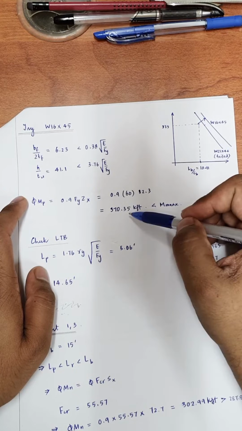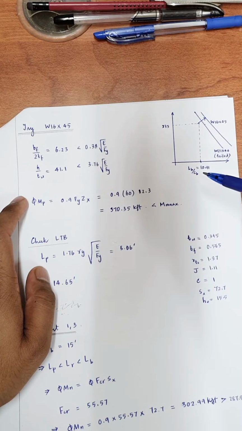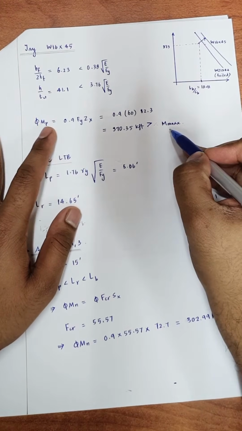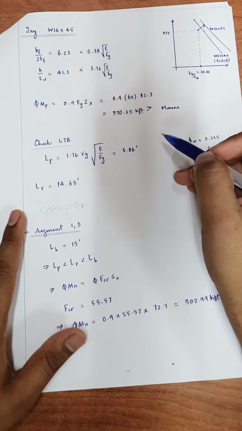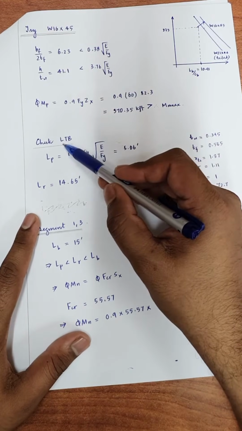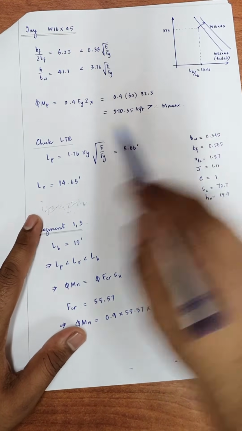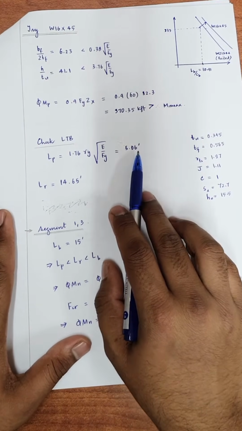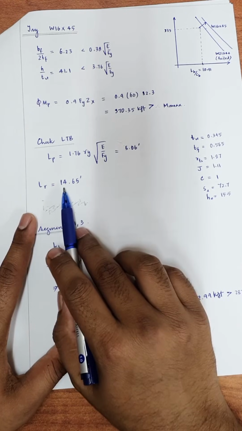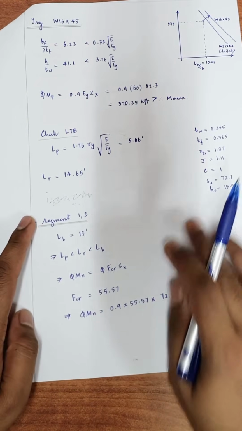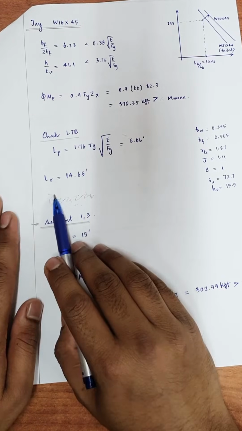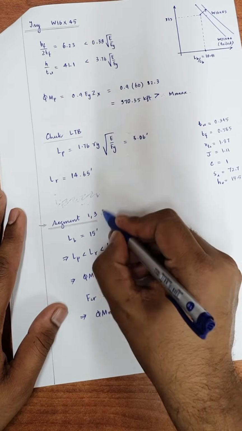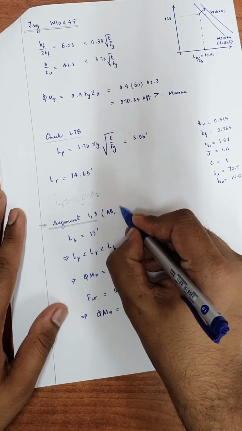You see that this value is greater than Mu max, and then check lateral torsional buckling. To check lateral torsional buckling, we need to find LP and LR. Your LP value is 5.0706 feet and your LR value is 14.65 feet. Now you have to check this against both the segments. You have segment 1 and 3, or AB, CD.